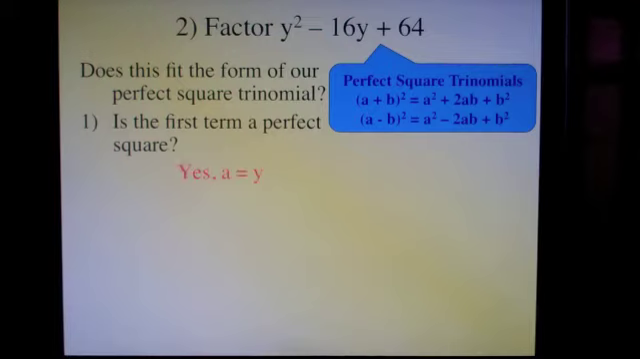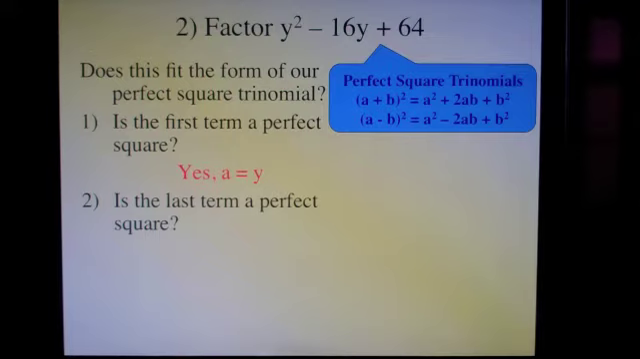Hopefully you identified A as y. Y squared is the perfect square of y. What about the last term? Pause the video and see if you can come up with the perfect square for 64. Of course, the perfect square for 64 is 8, and I'm sure you got that.